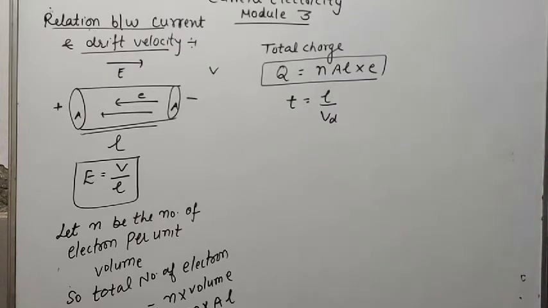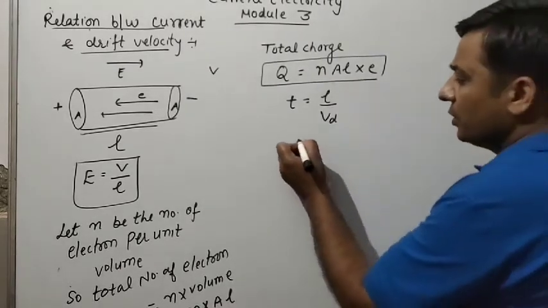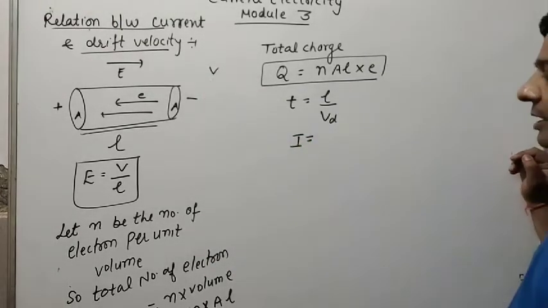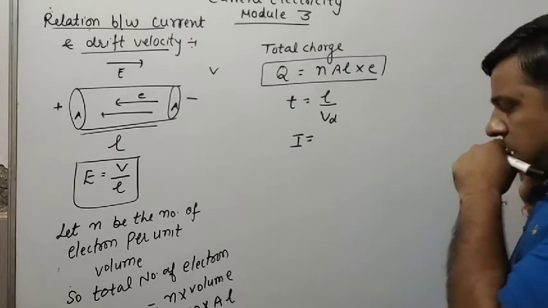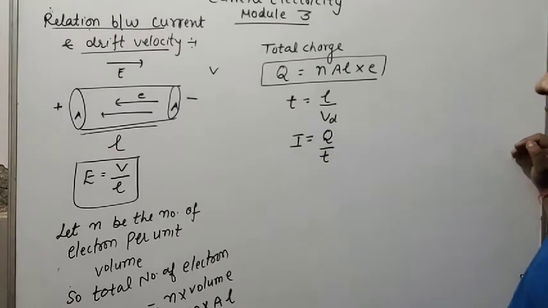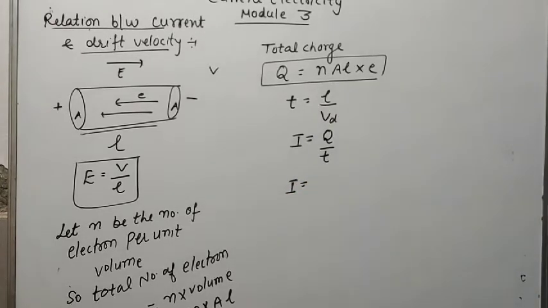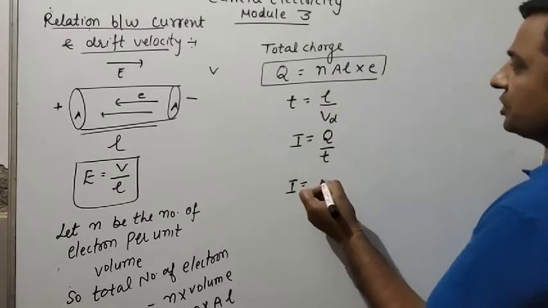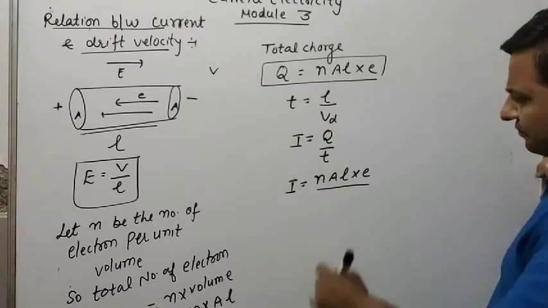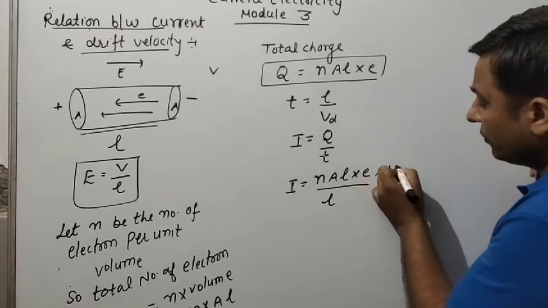We can say distance upon speed, and we know the formula of current, because we are deriving the relation between current and drift velocity. Charge upon time, that is Q by t, and we know I is equal to Q by t. What is Q? nAL into e, over t, which is L upon Vd.